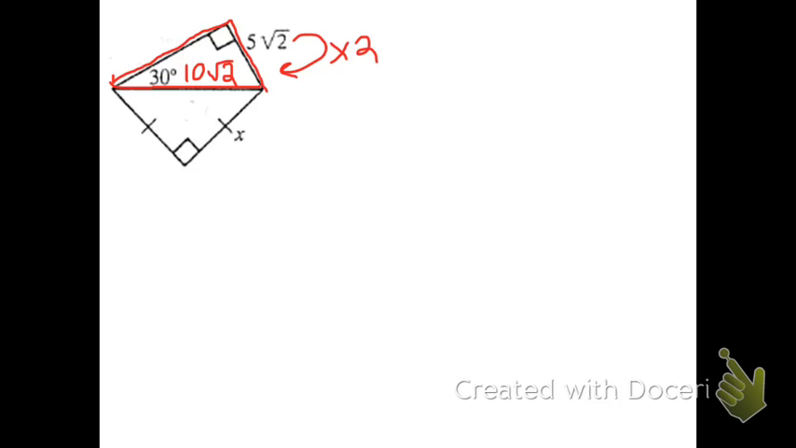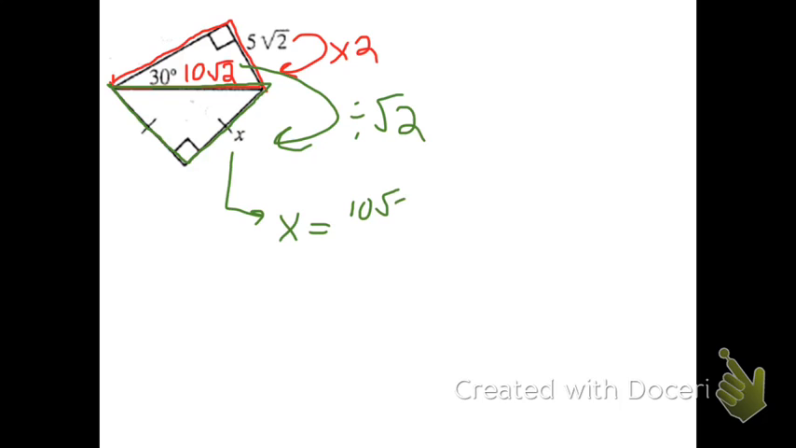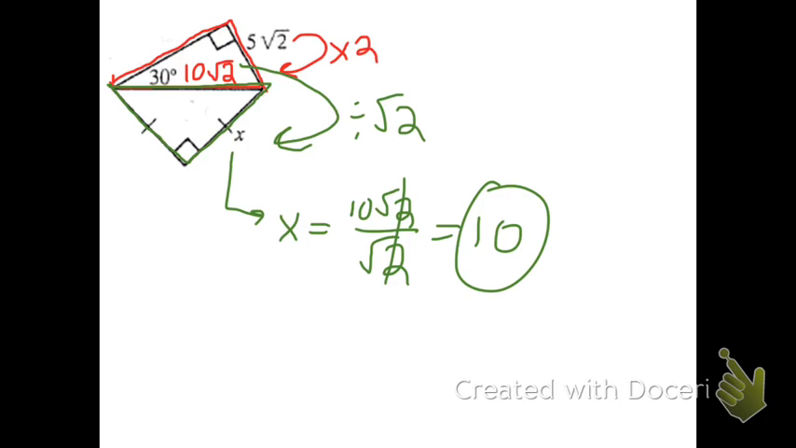If you know the hypotenuse of a 45, 45, 90 triangle, which I'll highlight in green, you can find either leg by dividing by root 2. So I take 10 root 2 and divide it by root 2, and I get that x comes out to 10, because it's the leg of an isosceles right triangle in which the hypotenuse is 10 root 2. You divide that by root 2 to find the leg, and you get 10.